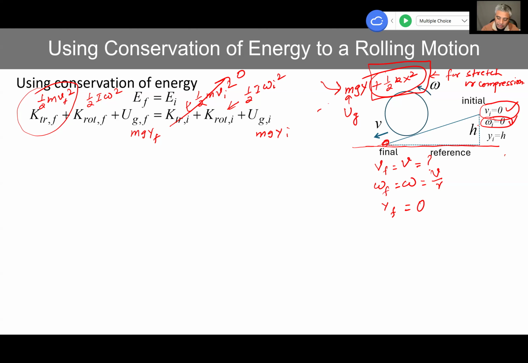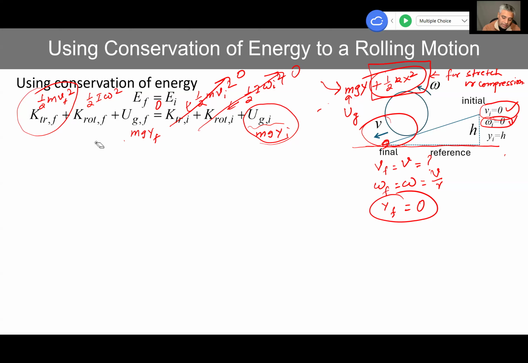Omega initial is 0, which means this rotational kinetic energy is also 0 at the beginning. The only energy it has at the beginning is this one here, gravitational potential energy, because of its height from the reference line. On the final side, when it arrives here, height is now 0, which means this term is 0.